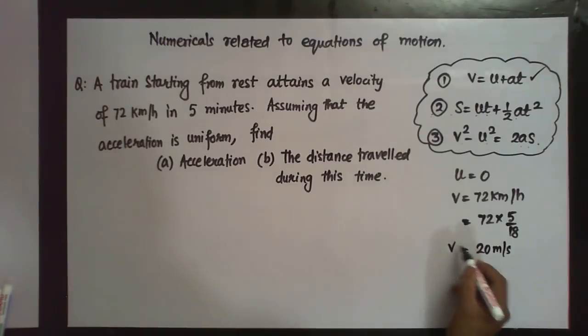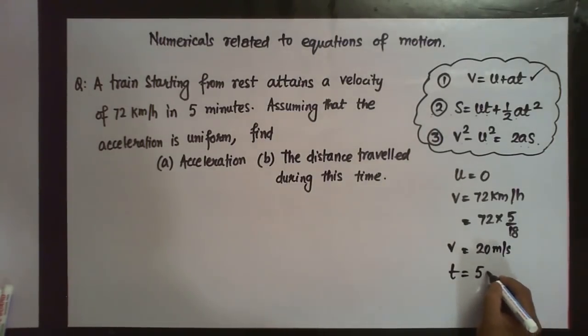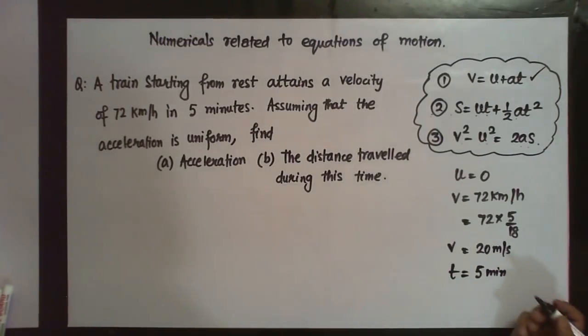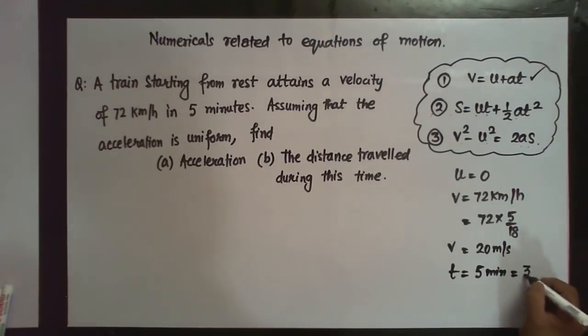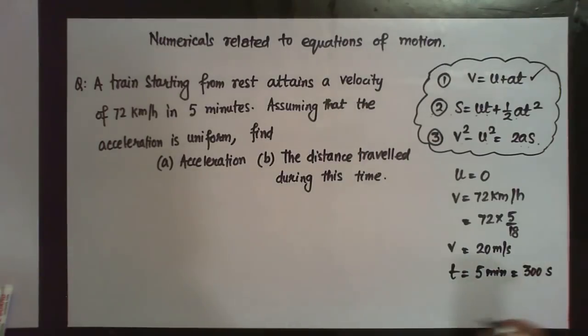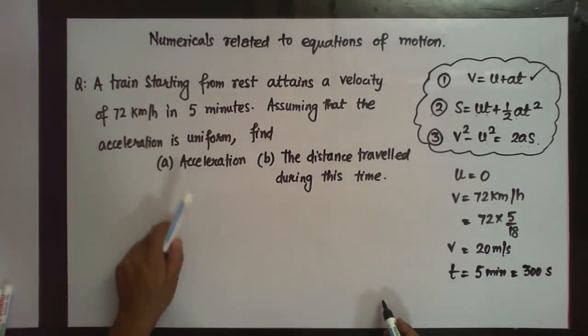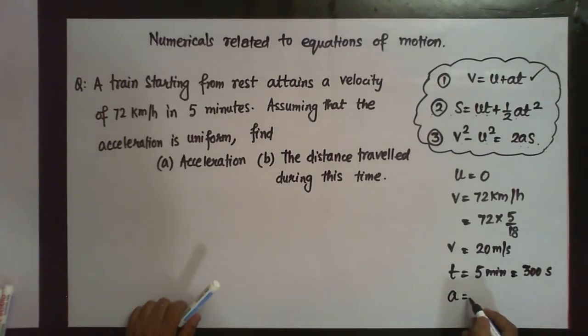So V is given 20 meter per second, and we have been given the time. Time is 5 minutes. Now the unit is minutes, so we have to change it to seconds. So 5 into 60 we get 300 seconds. And what are to be calculated? We need to calculate acceleration of the body, and we need to find out the distance traveled by the body.